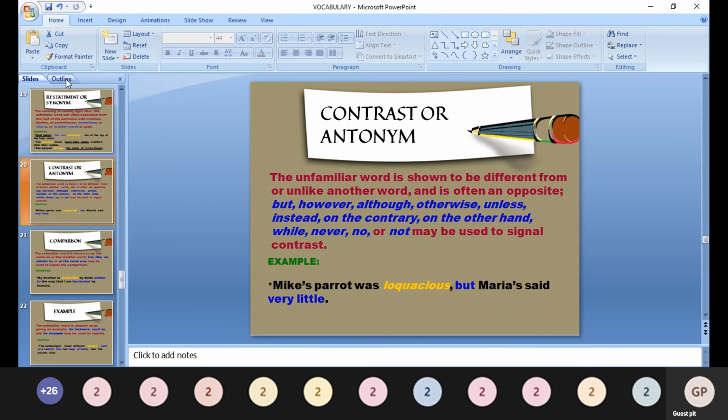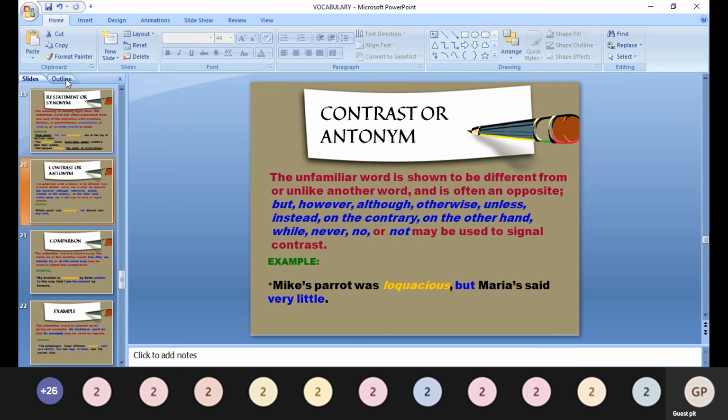Contrast or antonym. Now you have the antonym; there we saw the synonym. Antonym, or the opposite. The unfamiliar word is shown to be different from or unlike another word and is often an opposite. But, however, although, otherwise, unless, instead, on the contrary, on the other hand, while, never, no, or not may be used to signal contrast. So this shows the contrast.